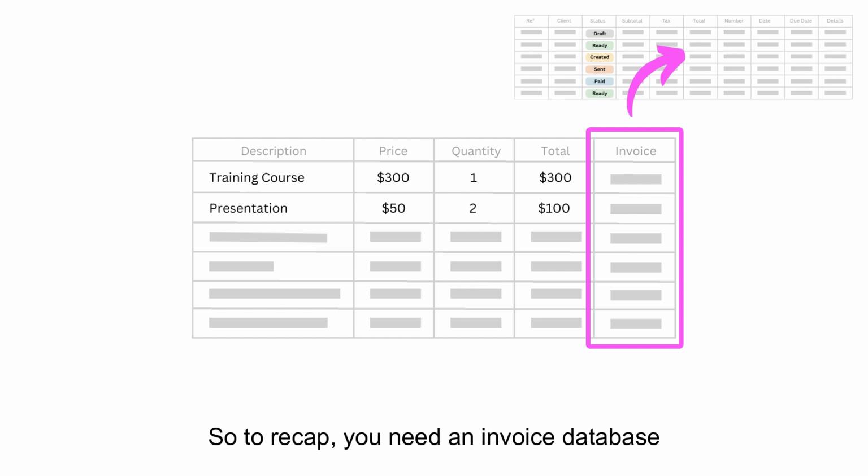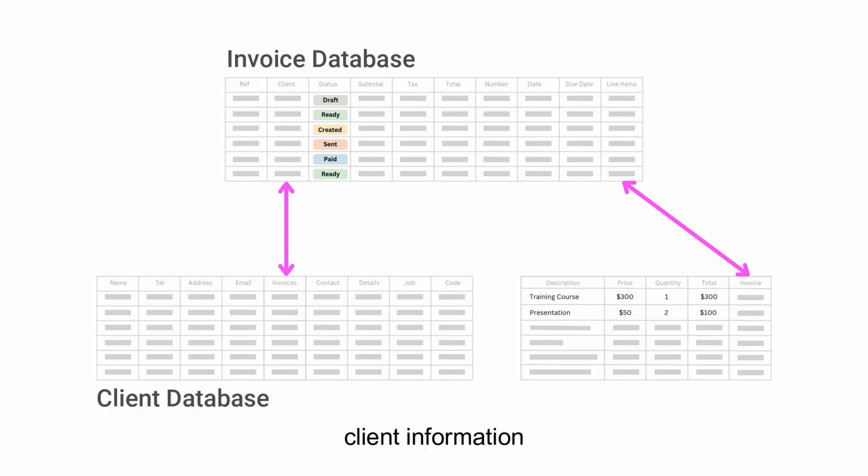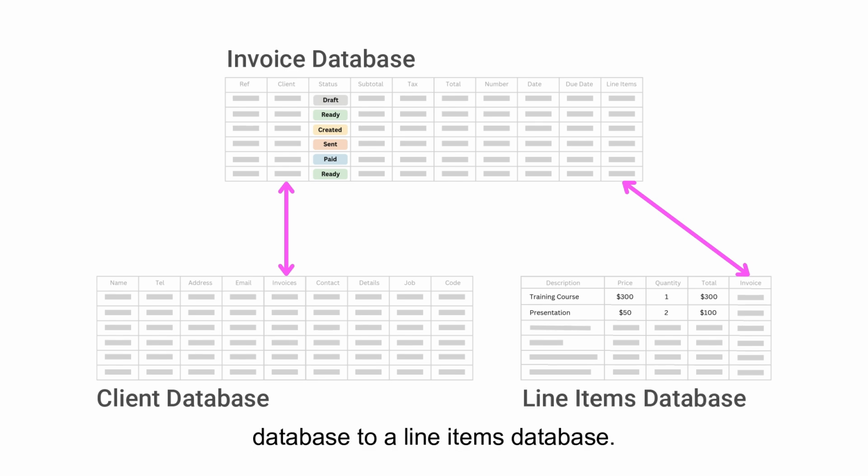So to recap, you need an invoice database with a link to a database holding your client information, and optionally, you can link your invoice database to a line items database. Everything else in your setup is optional and can be customized based on your needs. If you want a more detailed breakdown of the recommended setup, check out the link in the video description.